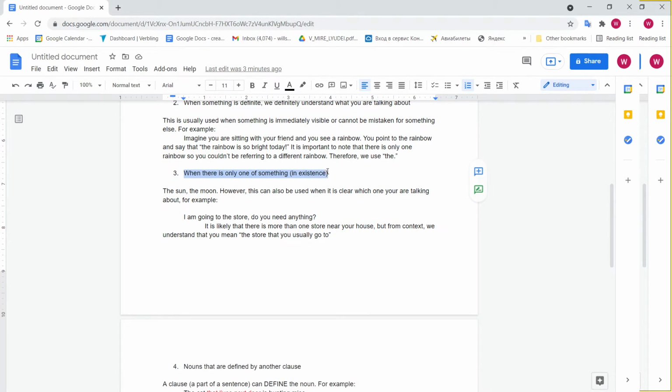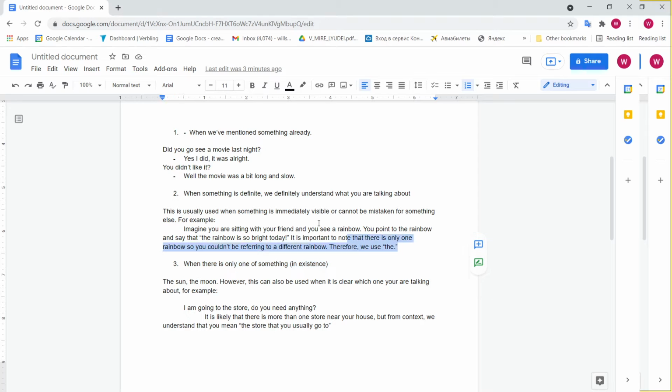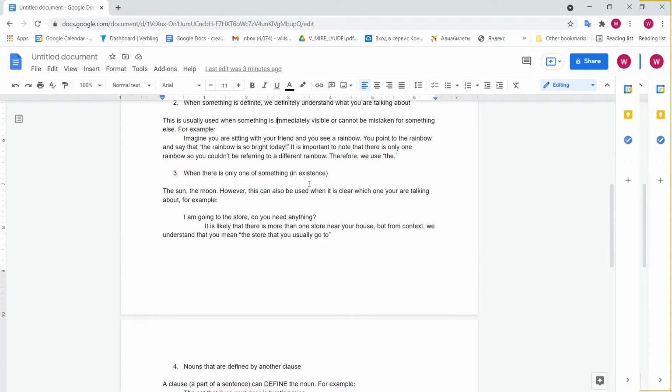This one a bit easier, I think. Of course, these two have a lot to do with context and take some time to sort of feel. I hope you get the basic idea. Number three is more complicated. So when there's only, or number three is easier, sorry.